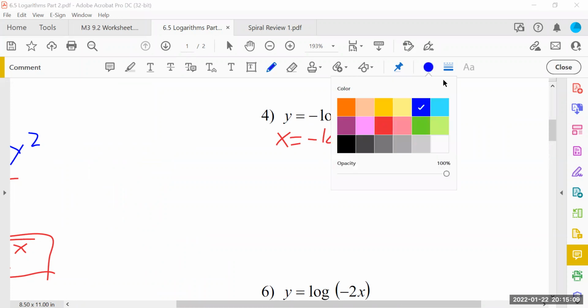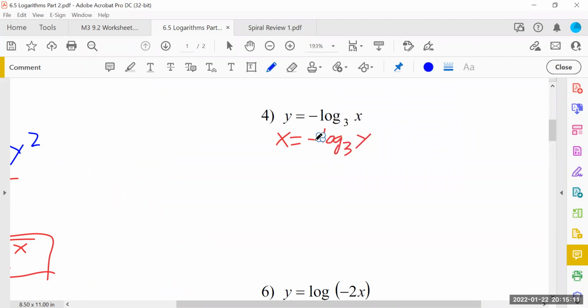So to do that, I'm going to multiply both sides by a -1. If I multiply both sides by a -1, this becomes positive, this becomes negative. And now the log here is by itself. It doesn't have that negative out in front. So I can bring the 3 down. 3 to the negative x power is equal to what was inside the log, which was just y. Y equals 3 to the negative x power.